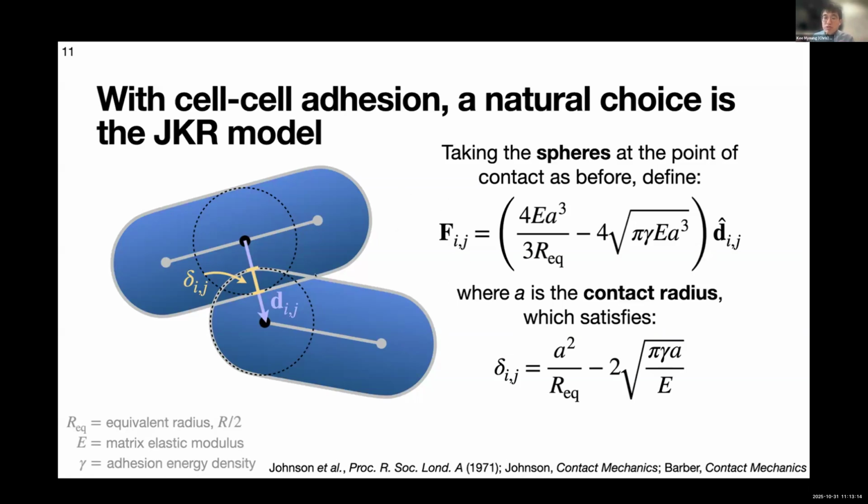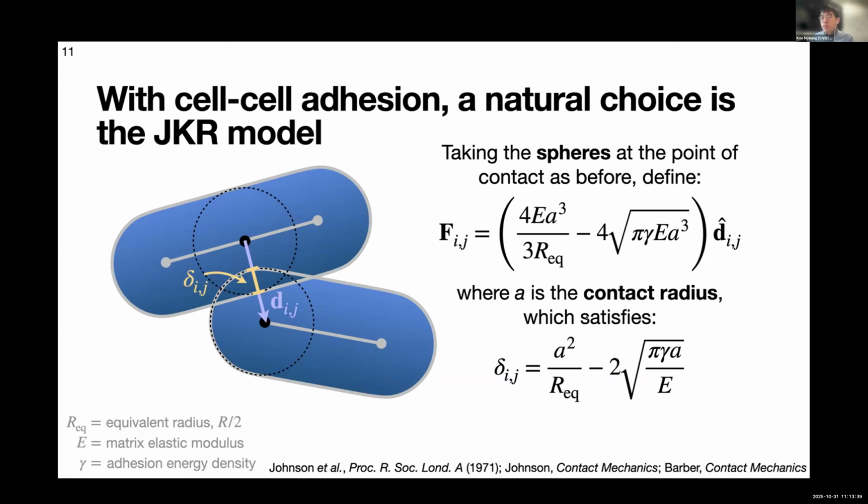And so the force between the two cells is given by this formula here, where we have this positive repulsive term, which is a Hertzian term. It looks very Hertzian here. But there's also this counteracting adhesive term, which depends on this parameter gamma, which is the adhesion energy density that basically defines the strength of the adhesive contribution. And the key variable here is A, which is the contact radius.